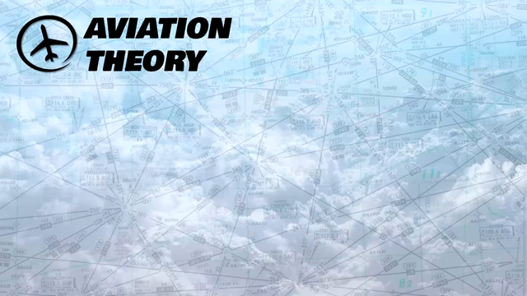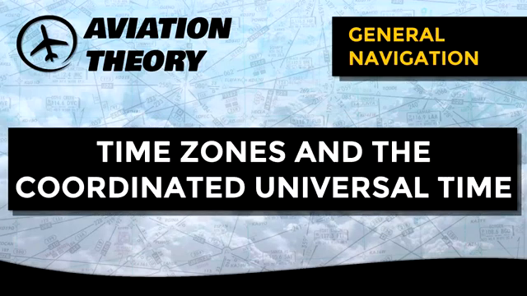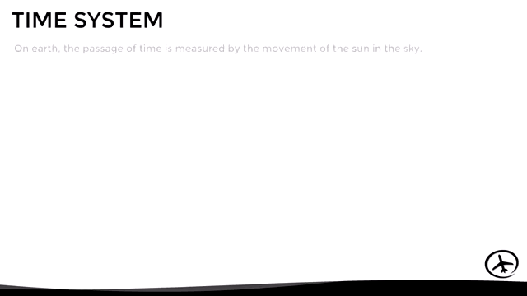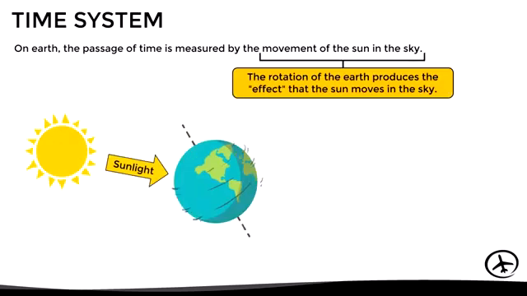Today, we will talk about time zones and the Coordinated Universal Time. So before looking at these concepts, we have to see how time is measured. On Earth, the passage of time is measured by the movement of the sun in the sky. Although in fact, it is the rotation of the Earth around its own axis that produces the effect that the sun moves in the sky.